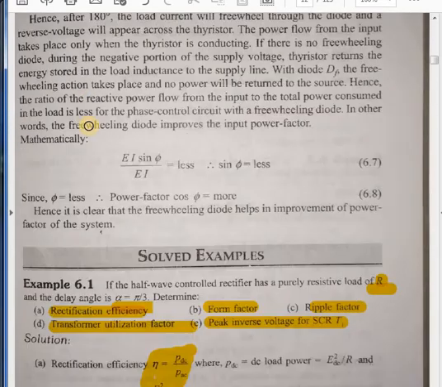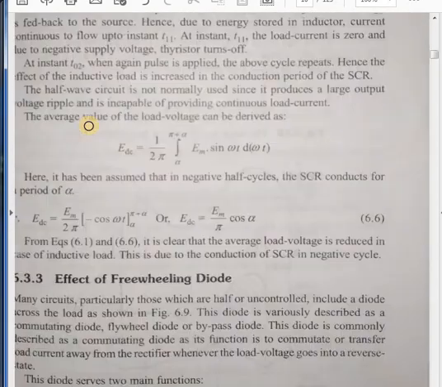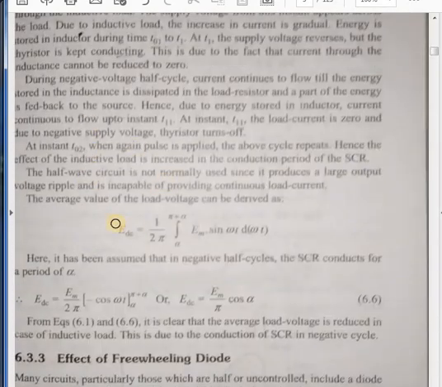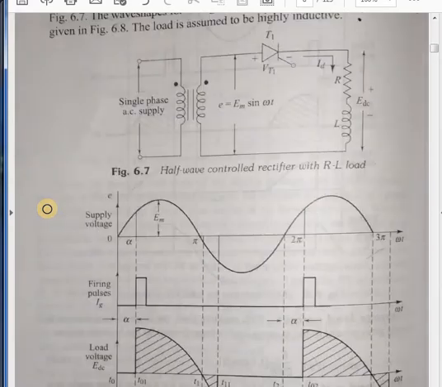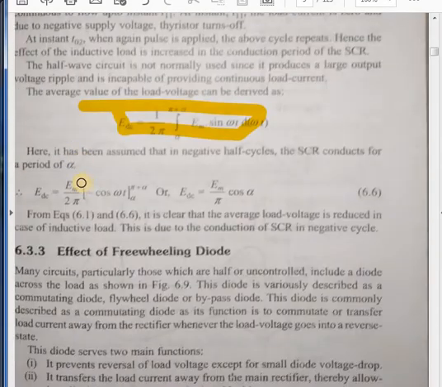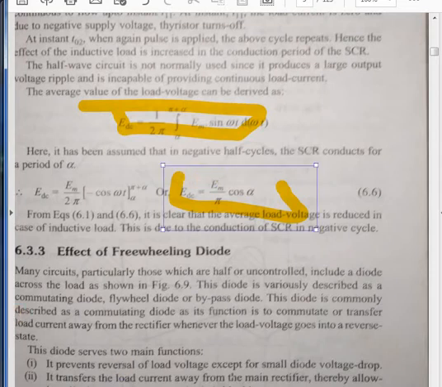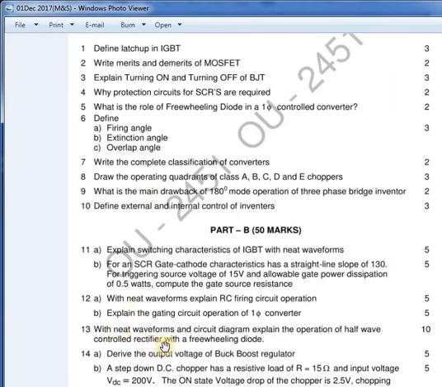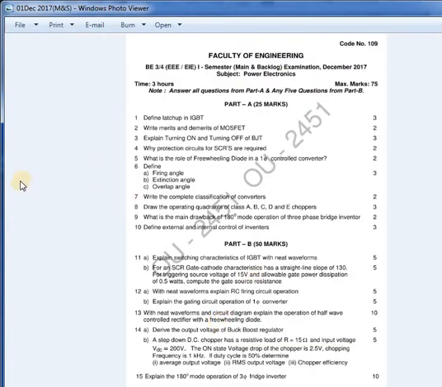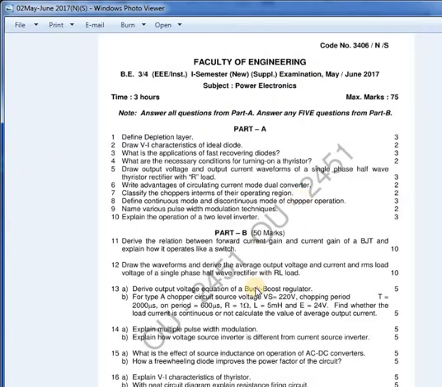Okay, these waveforms, and you have to find out the EDC and, yes, this is the R load, right? So EDC and ERMS you have to find out. EDC you have to find out with RL load. So this is the operation with RL load as asked in this question paper. This question says: with neat waveforms and circuit diagram, explain the operation of a half-wave controlled rectifier with freewheeling diode. So that's the question.